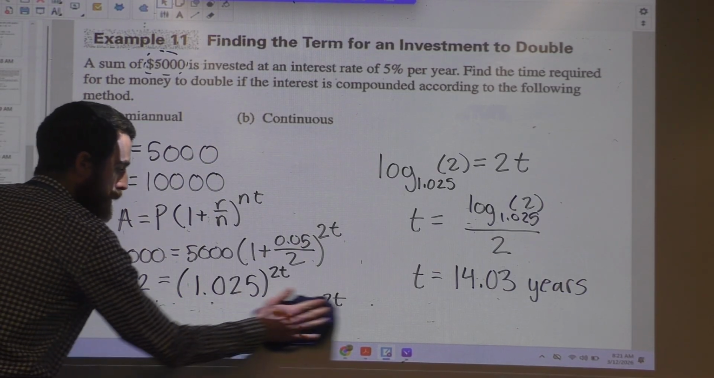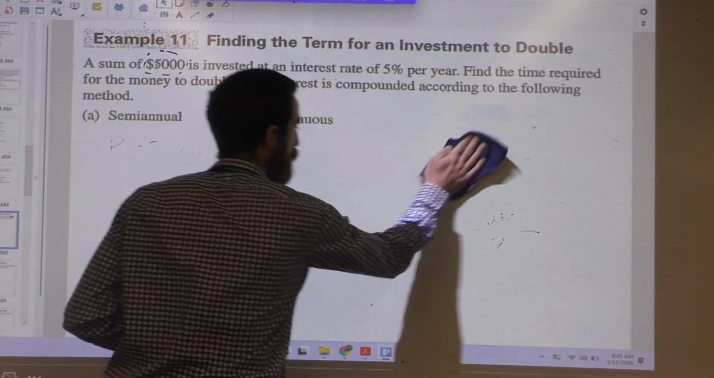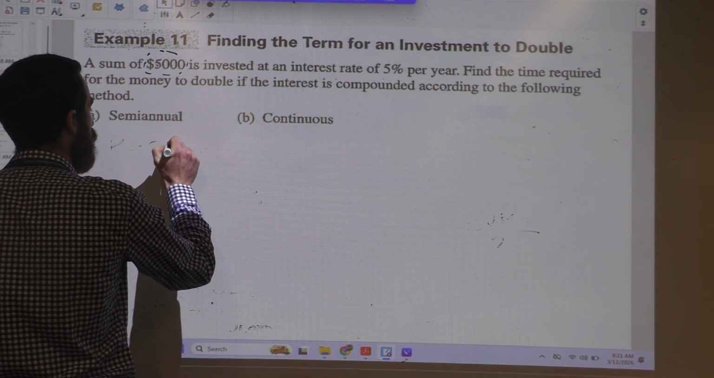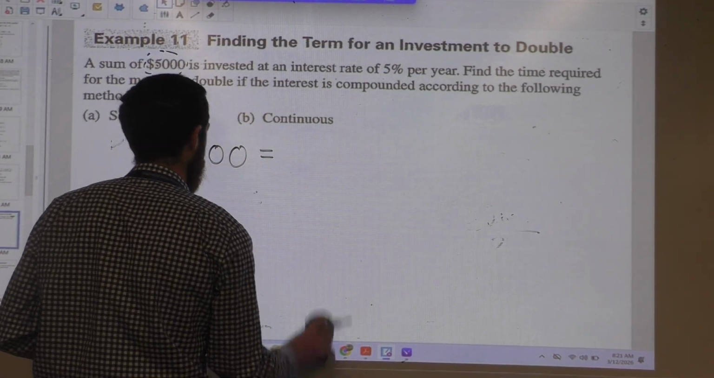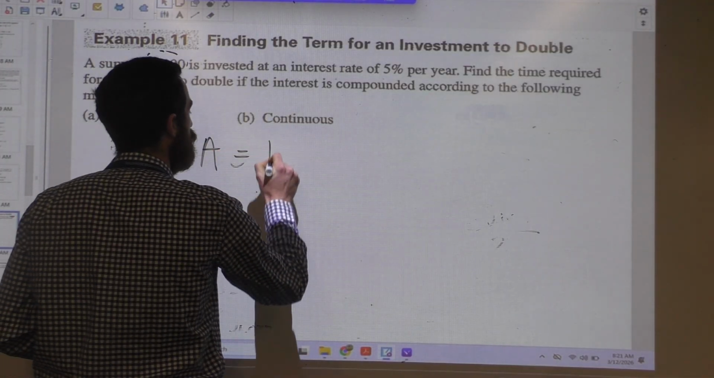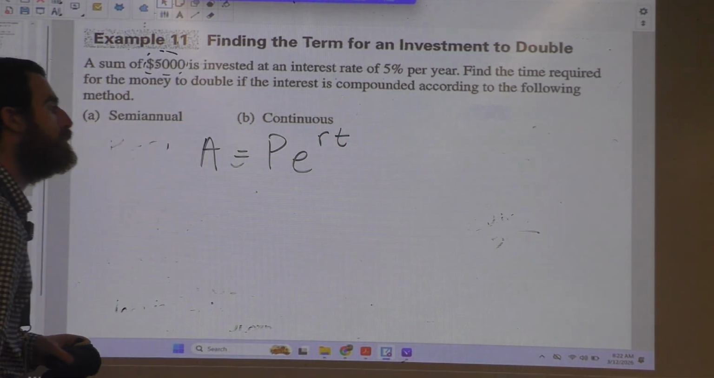Okay, so there's a part B. I'm going to erase this. Continuous. Most of the things are the same. 10,000 equals, well, I'll write the equation that's relevant, sorry. A equals P e to the rt.